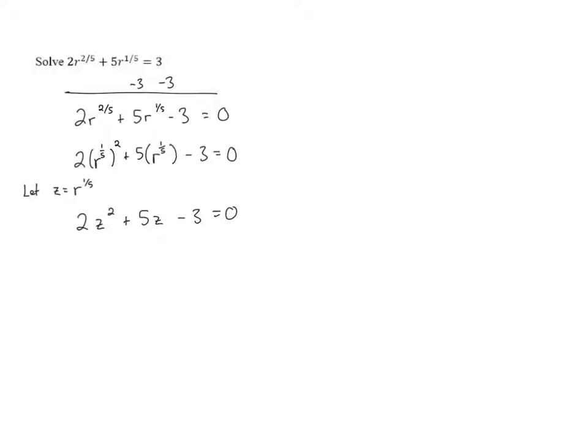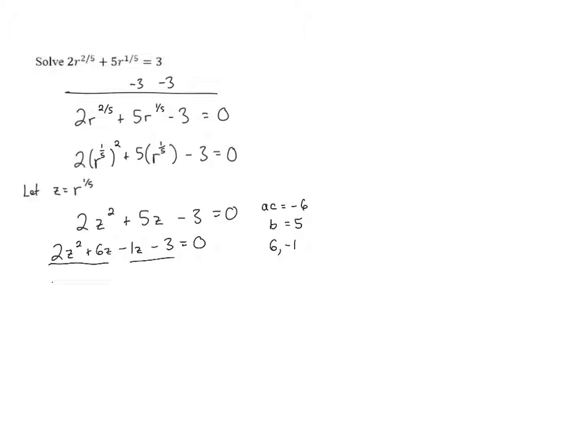And we can factor this using the AC method. Here, a times c is -6 and b is 5. We need two numbers that have a product of -6 and a sum of 5. Those numbers are 6 and -1. So we can use those numbers to split the middle term, which gives us 2z squared plus 6z minus 1z minus 3 equals 0. We can finish by factoring by grouping.